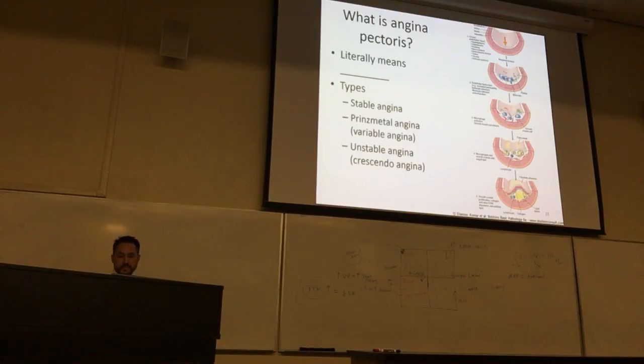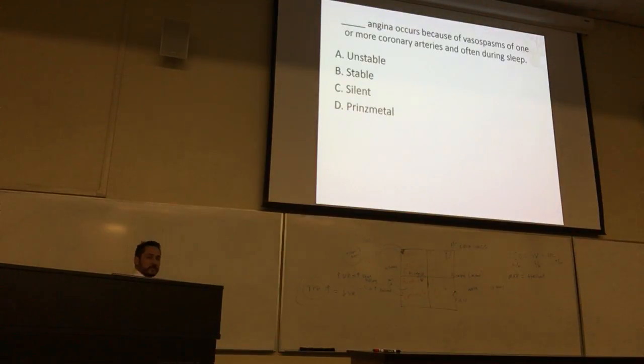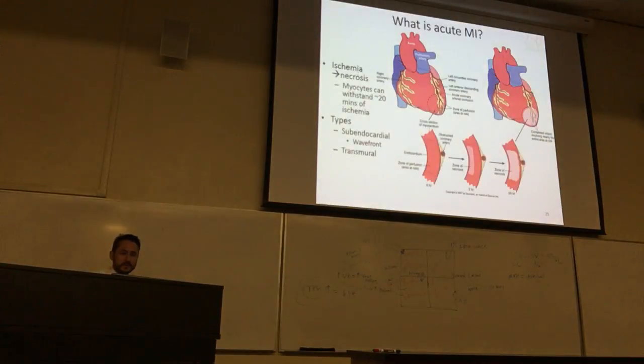So a way that you might see this on the exam, these definitions: which type of angina occurs as a result of vasospasms of one or more coronary arteries? It happens often when the patient's sleeping. We've got unstable, stable, silent, or Prinzmetal. D is correct. So what does this look like if we evaluate how an acute myocardial infarction takes place?